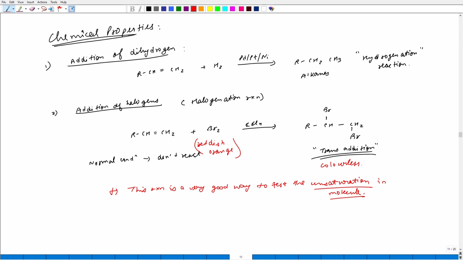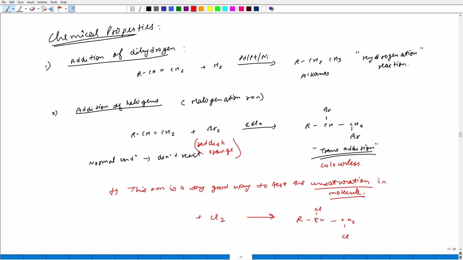If there is some unsaturation in the molecule, what will happen? The reddish orange color of the bromine will disappear and become colorless. So, instantly we know whether there is unsaturation or not. Similarly, we can also use chlorine and it will give a similar result, but most often this reaction is done with Br2, because Br2 has a reddish orange color, and when it forms a product the color disappears. So, it is a very good laboratory test to check whether there is unsaturation in your molecule or not.